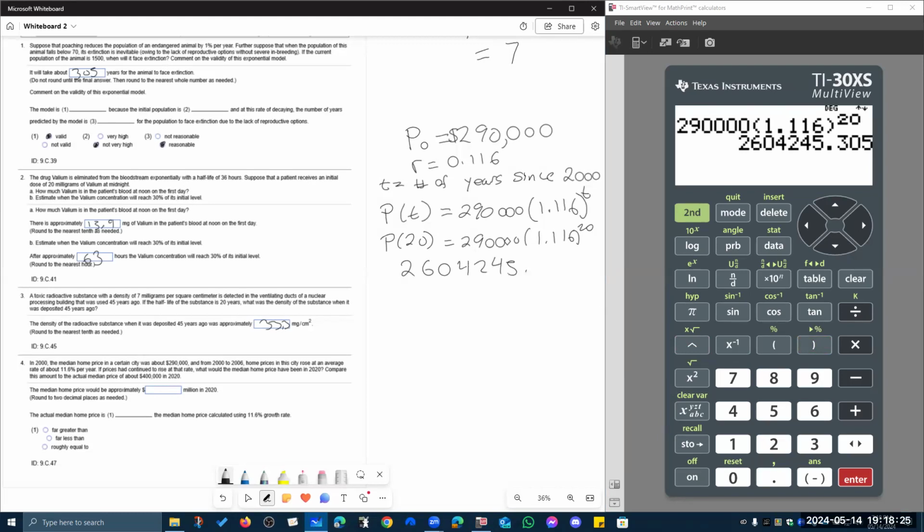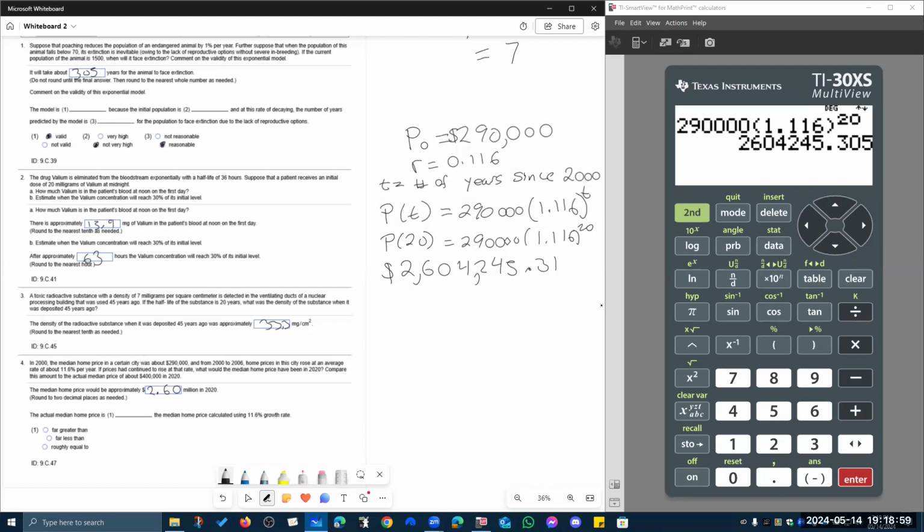260,445 point 31. This is in dollars, but we're not asked to answer in dollars. We're asked to answer in millions of dollars in 2020, and round to 2 decimal places as needed. So this is going to be $2.60 million.